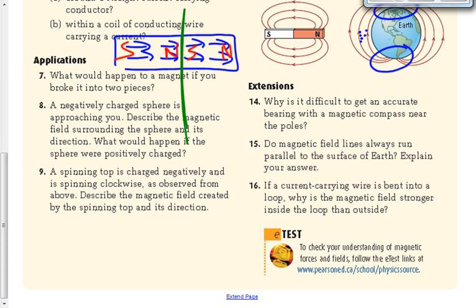I did it above the wire and did it below the wire. Above the wire, I got into the board, or away from you guys, outside, and I got towards you guys, inside the coil. Below the wire, I got towards the board, or away from you guys, below the wire, but inside the coil of wire, I got towards you guys. Right? Notice that in both cases, inside the coil, my fingers pointed towards you.